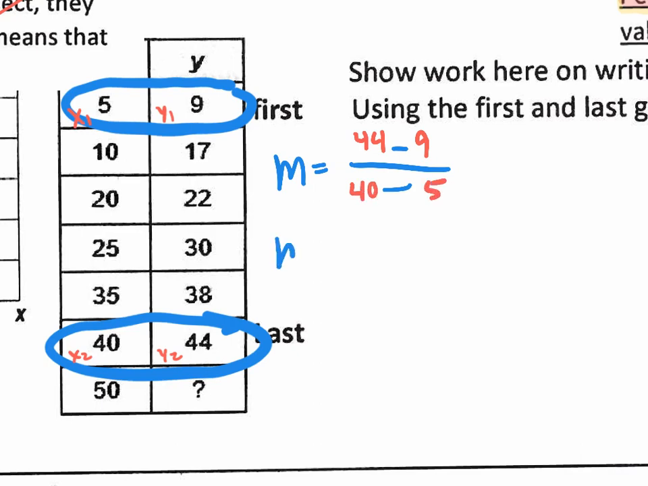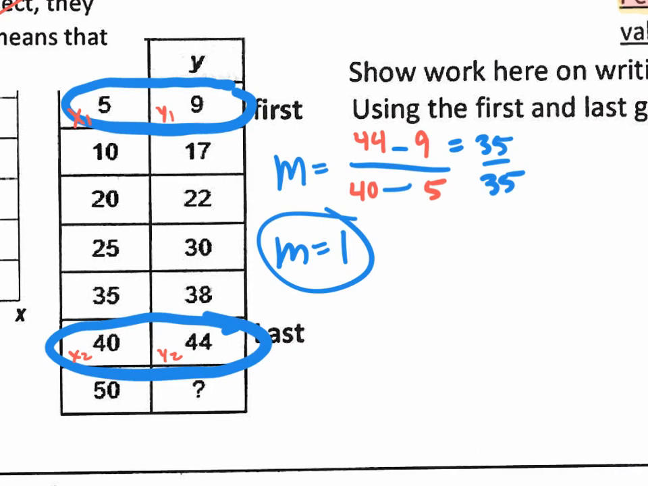So when I do the math here, m equals 44 take away 9, that's 35. And on the bottom, 40 take away 5, that's also 35. So luckily, beautifully, the slope is 1. Now tomorrow, it's probably not going to be 1, right? It's probably maybe 2 or 3. But right now, the slope is 1.